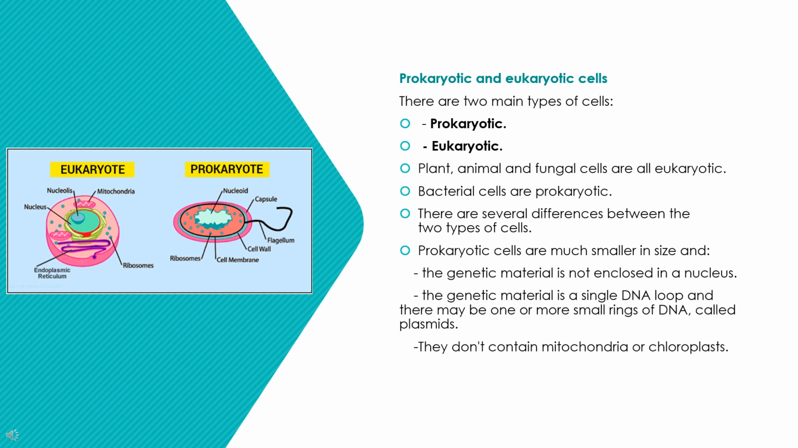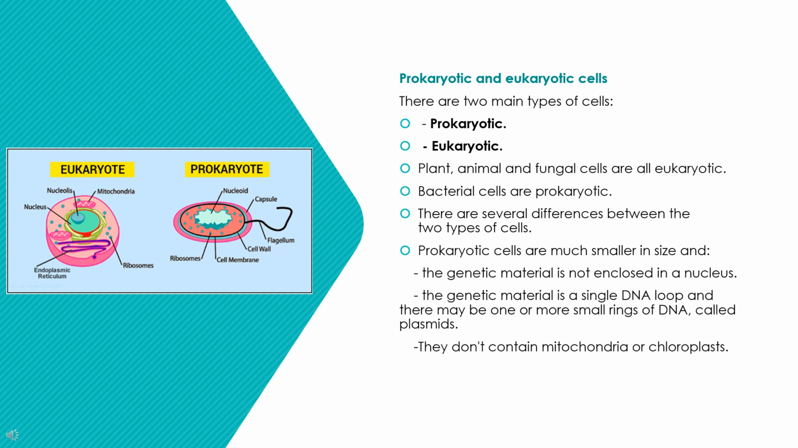The plant, animal, and fungal cells are eukaryotic. Bacterial cells are prokaryotic. These two points are very important and they usually come in an exam. So just look at them and study them. If you have a little book or notes, you should write them down because they're really important. Also, there are several differences between the two types of cells.